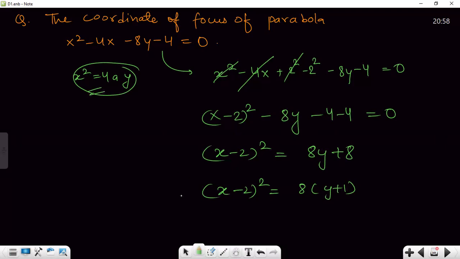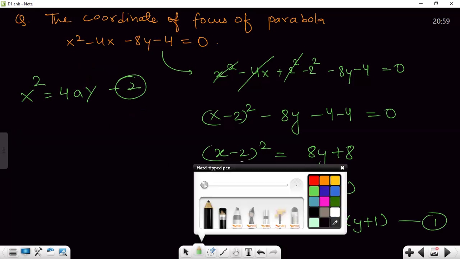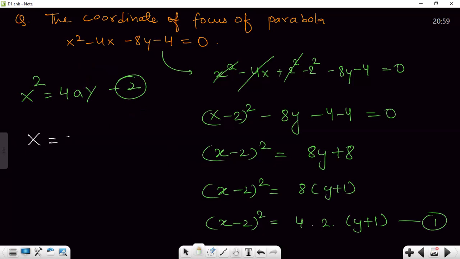Representing this in this format, instead of writing small x and small y, let me write capital X and capital Y. Just to get a feel, x square is equal to 4ay. x minus 2 whole square is equal to 4 into 2 into y plus 1. Now comparing this equation with the general equation, what do we get? Capital X is equal to small x minus 2, capital Y is equal to y plus 1.